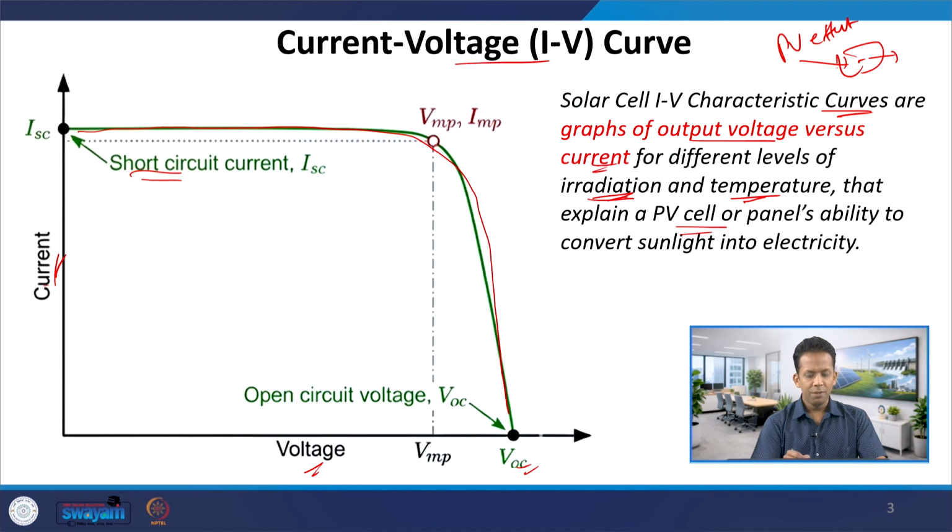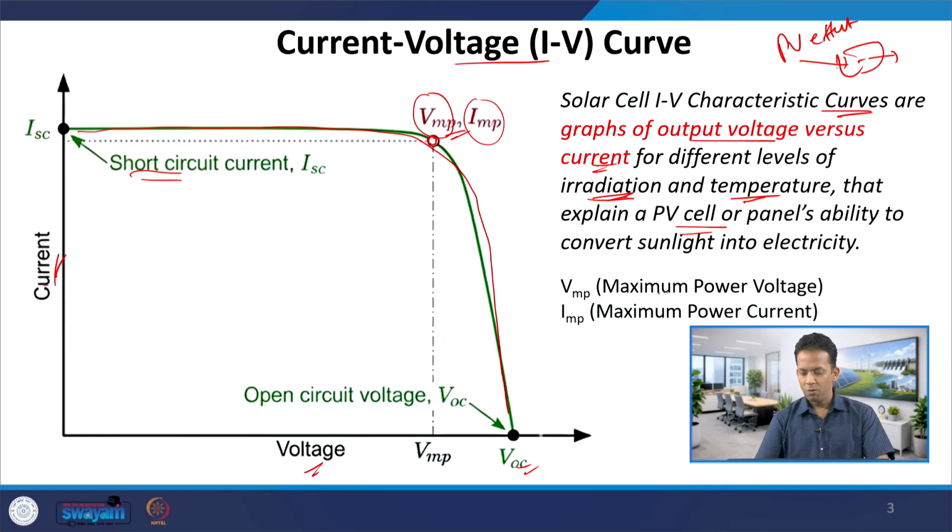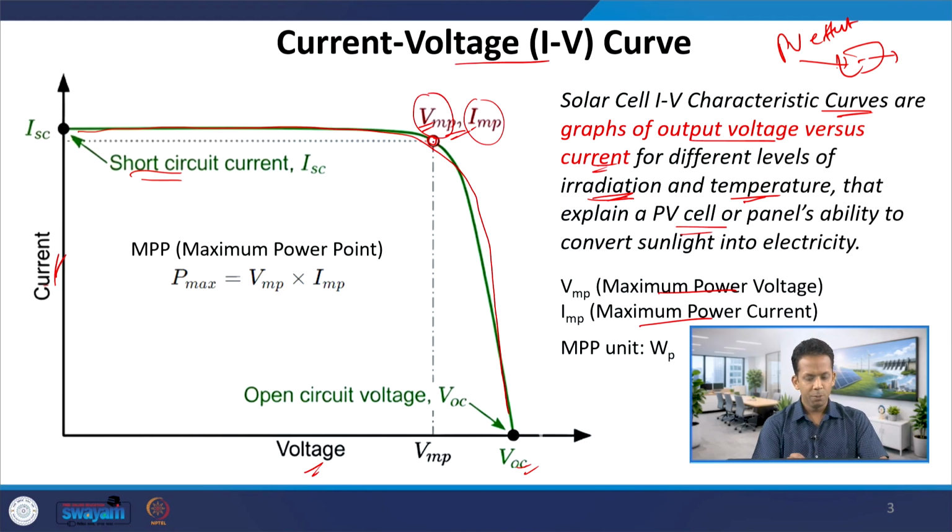Somewhere in the middle, where the curve changes its direction, this point represents the realistic maximum voltage and realistic maximum current. These values will always be lower than the short circuit current and open circuit voltage, and this point gives us the maximum power point. So that's the maximum power voltage and maximum power current: voltage at maximum power, VMP, current at maximum power, IMP, and MPP is the maximum power point. The maximum power is voltage times current, VMP times IMP.